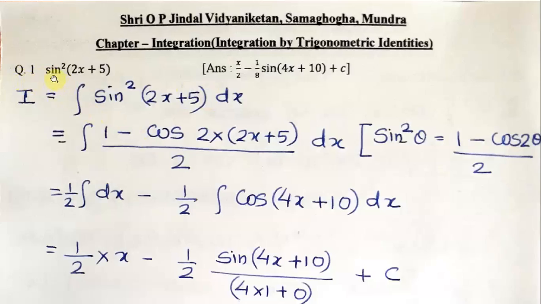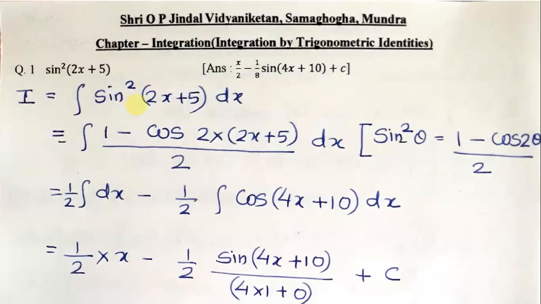Okay, so it is given sine square 2x plus 5. So here you can see integration of sine square means integration of any trigonometric ratio square is not possible. Only one or two is defined for the square. For example, integration of sec square we know, or integration of cosec square we know, but integration of sine square, integration of cos square, that we don't know how to find out.